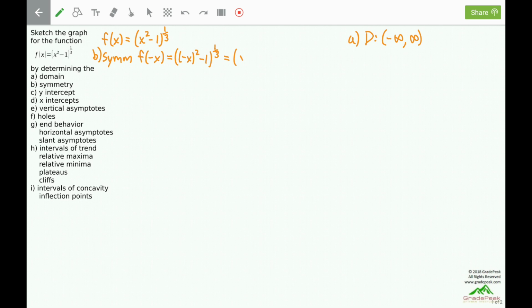A negative squared is a positive, and then x squared minus 1 to the 1/3 power. Comparing this result to the original, it exactly equals it. So f of negative x equals f of x, which is the condition needed to have y-axis, also known as even symmetry.